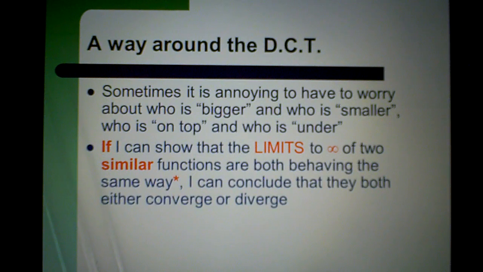Well, there's a L'Hopital-ish kind of way around that. If I'm going off to infinity, so this doesn't work for vertical asymptotes, but if I'm investigating horizontal asymptotes, and I can show that the limits going to infinity of two similar functions, so once again I do have to find two functions that are cousins, both behave the same way as I go off to infinity, I can conclude that they both do the same thing. So if one converges, then the other one does. If one diverges, the other one will diverge.